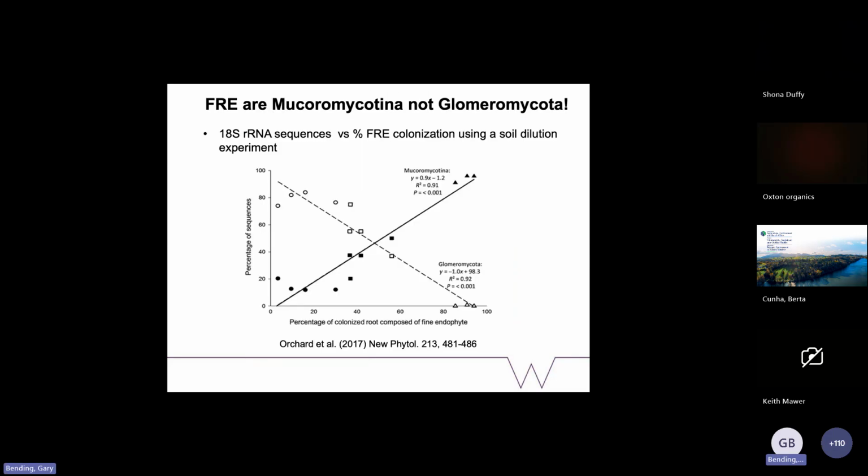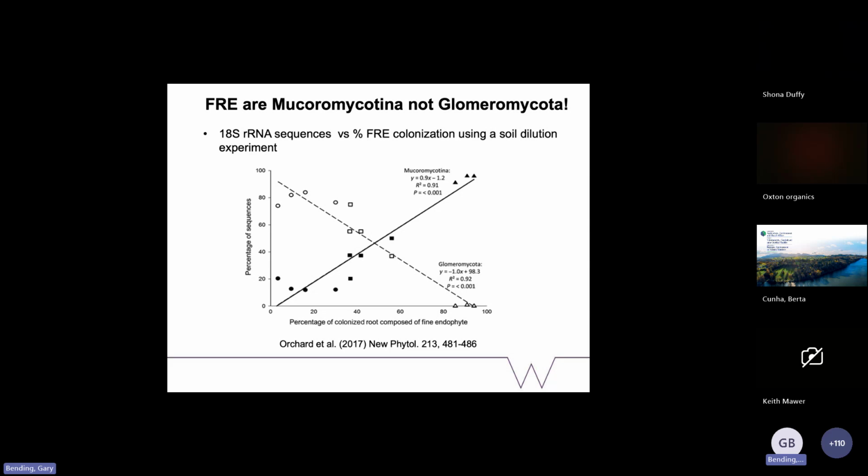We did some work with collaborators at the University of Western Australia, Meg and Ryan, and what we did is we sequentially enriched these fine root endophytes by sieving out the coarse spores of Glomeromycota, which are very big. We can sieve them out using spores. So we enriched the very small spores of fine root endophyte and then grew plants in that inoculum.